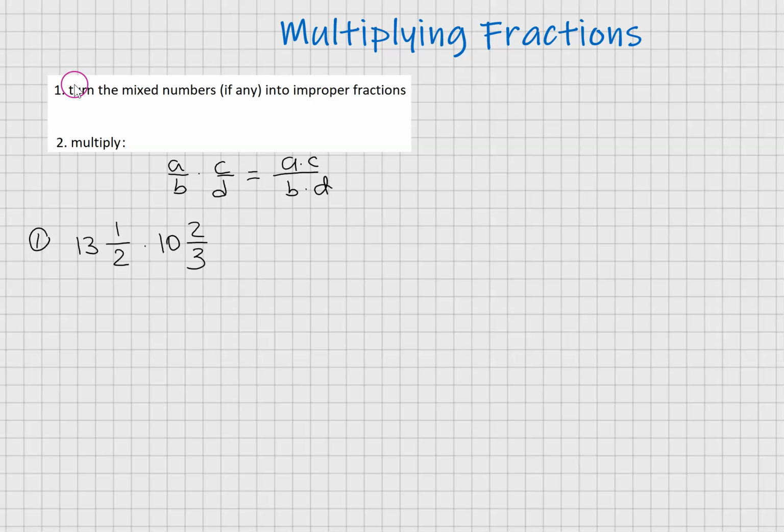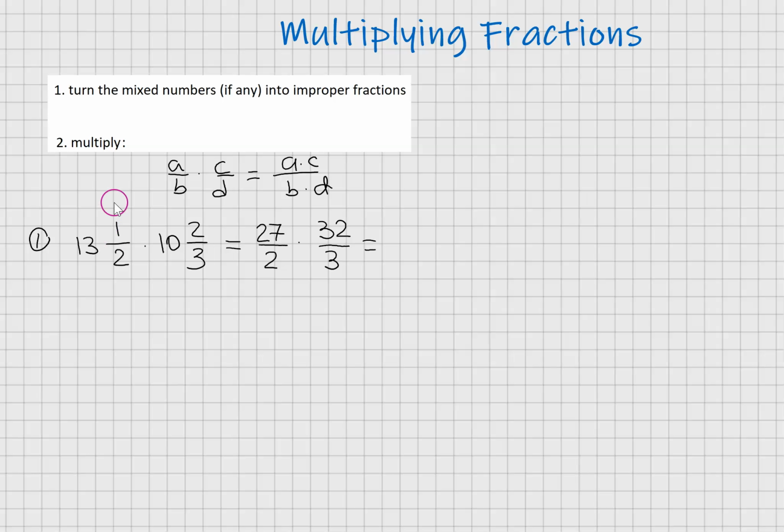As it states here, you have to turn the mixed numbers into improper fractions. So you will do it. 13 times 2, 26, plus 1, 27, so equals 27 over 2 times 10 times 3, 30, plus 2, 32, over 3.